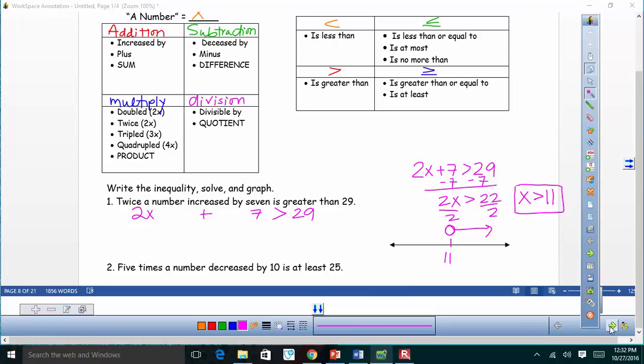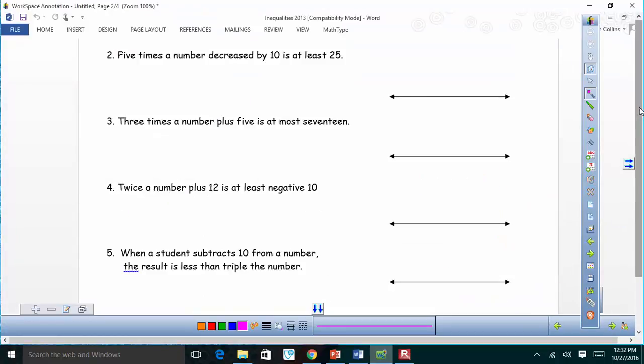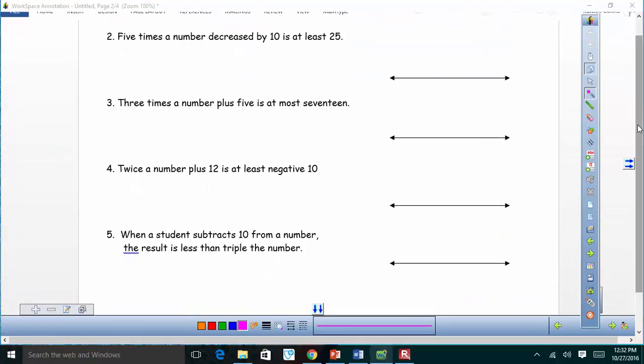Okay. Now, this terminology is where a lot of people get confused. So let's try to write what we can from this. We have 5 times a number. How would I write that? 5x. Decreased is minus 10. Is at least.